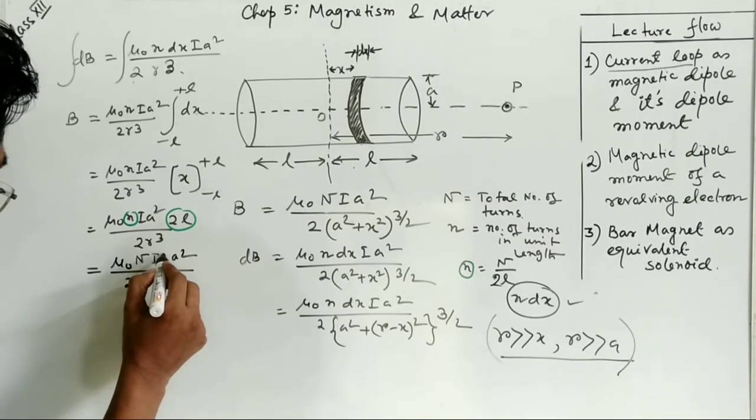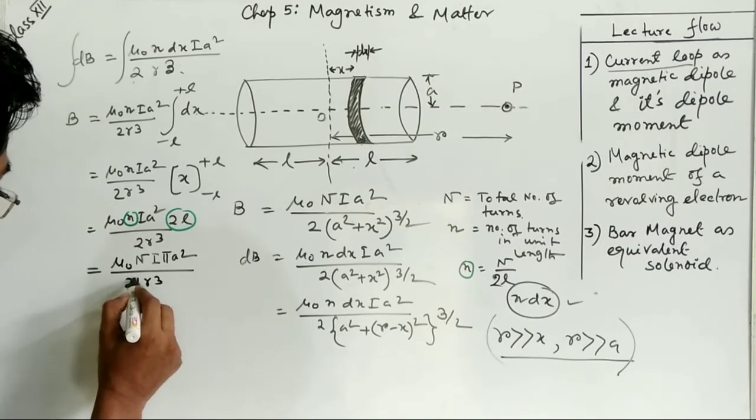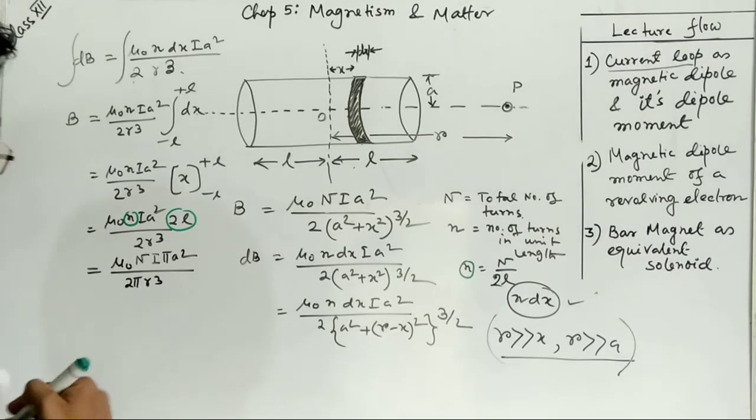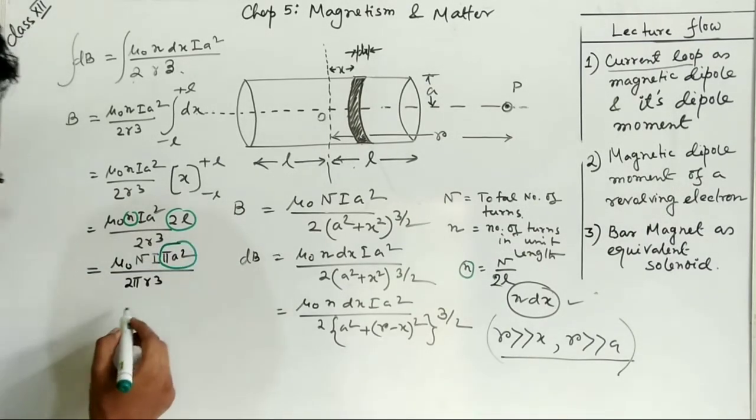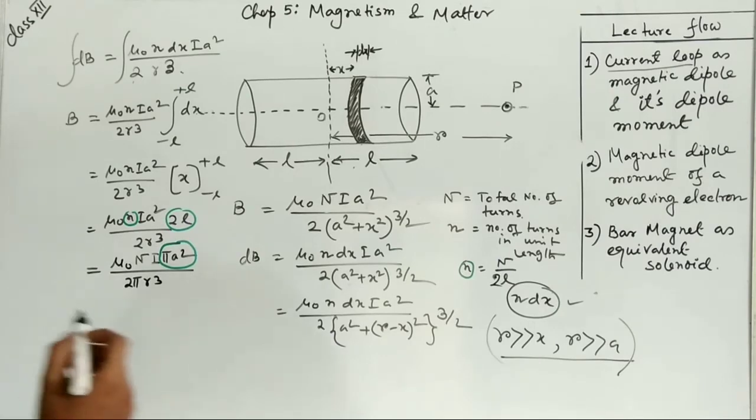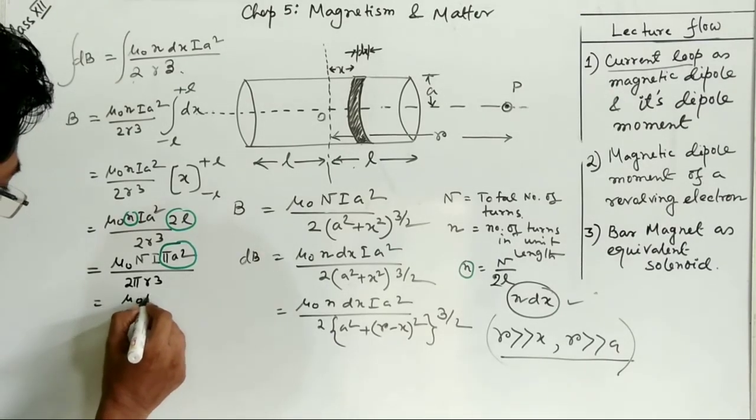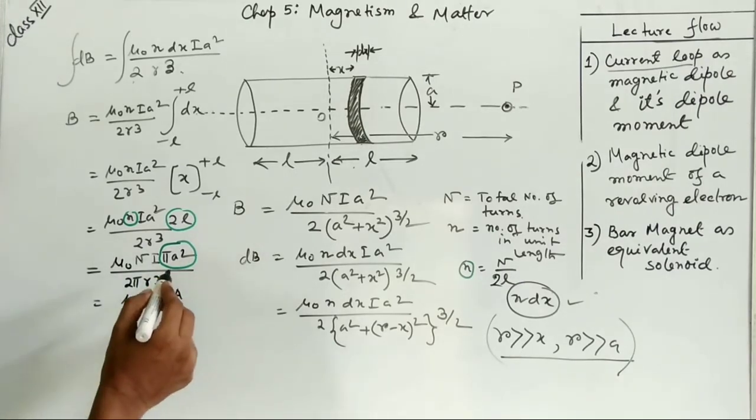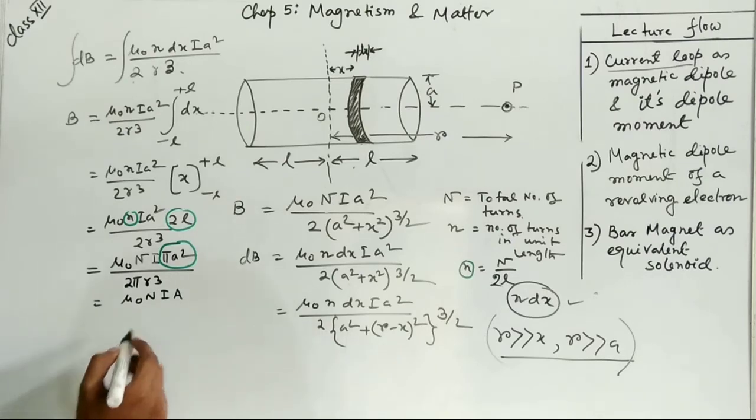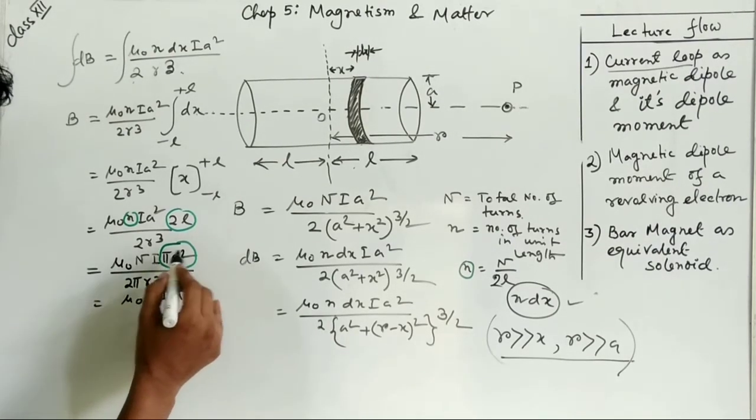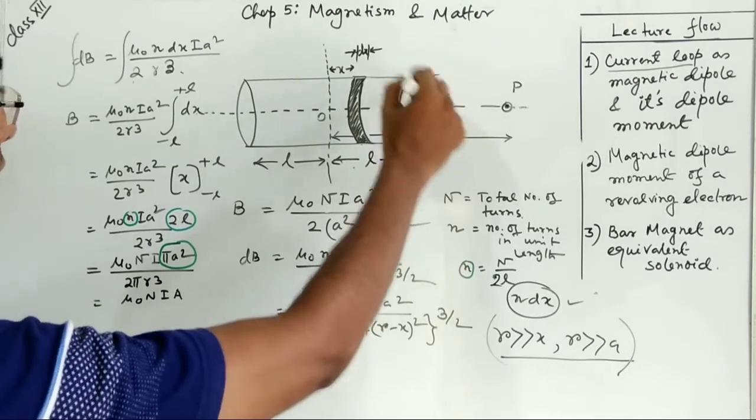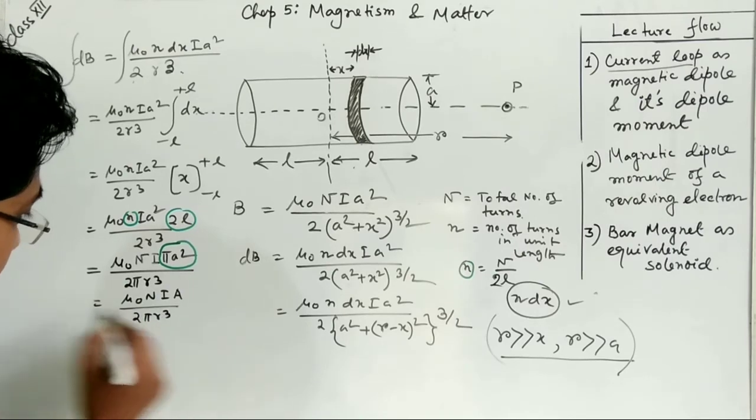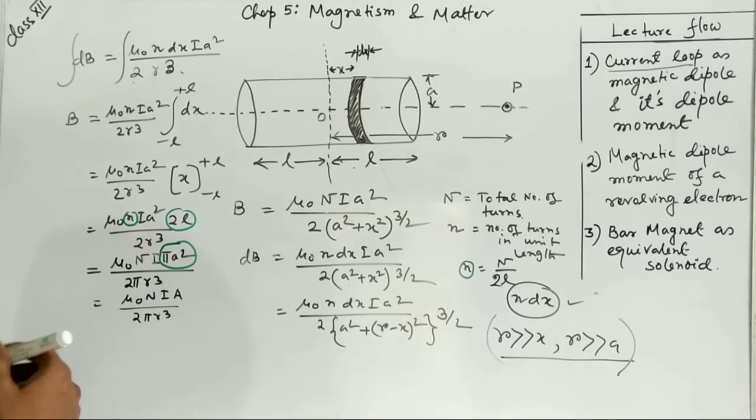Now we have multiplied here by pi, and here also multiplied with pi, no problem at all. When multiplied by pi, it will be pi a square. What is the value of pi a square? That is capital A, the total area. Now it is mu 0 N I A by 2 pi r cube.